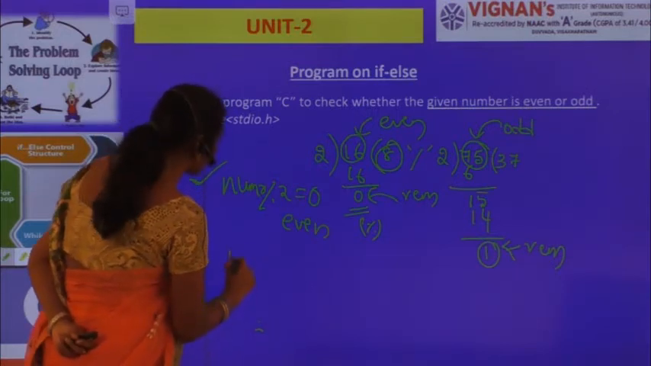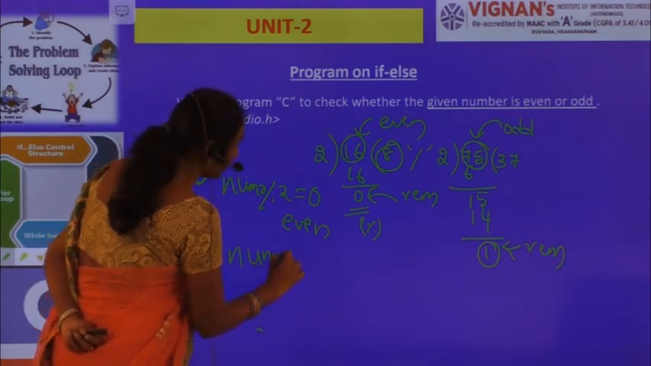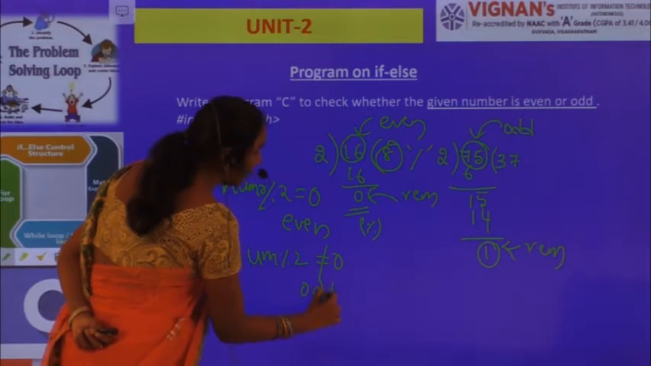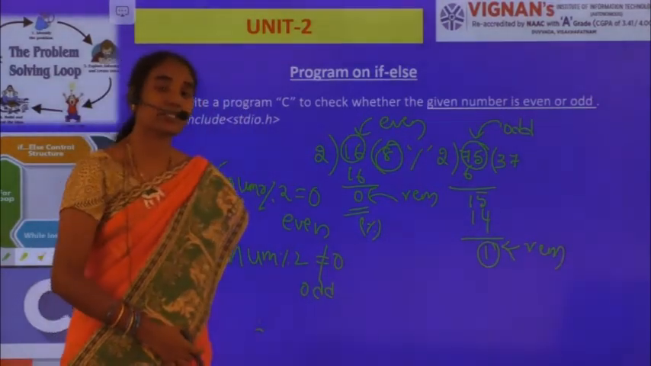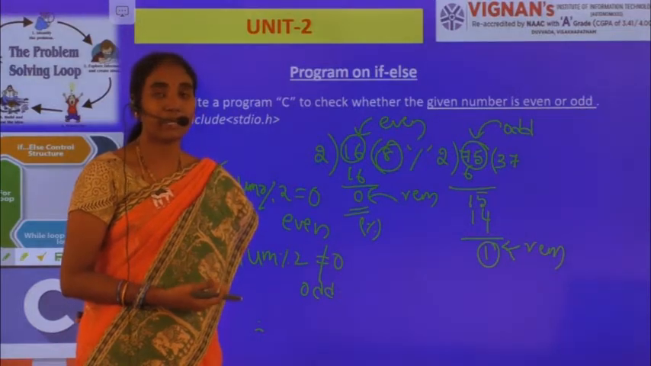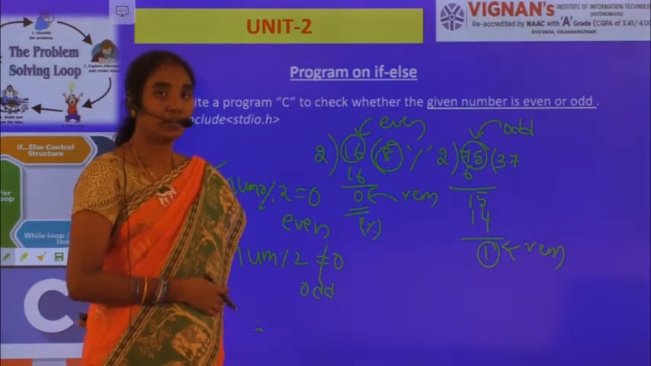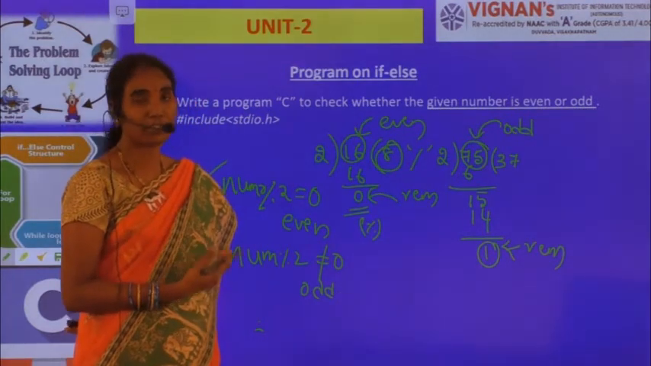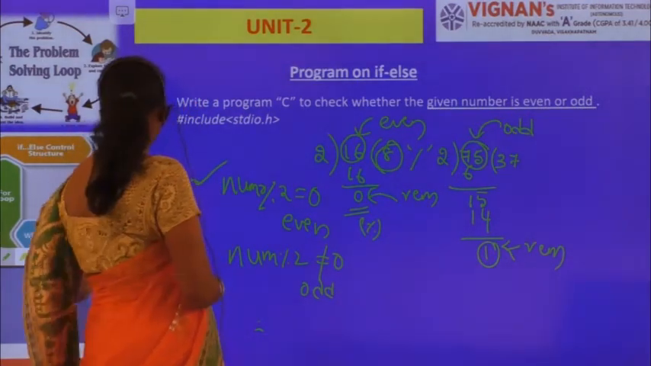If this number percentile 2 is not equal to 0, then I can say that the given number is odd. This is how I will check whether the given number is even or odd. So now let's write the program for this particular instance, that is, whether the given number is even or odd, by using if else statement.